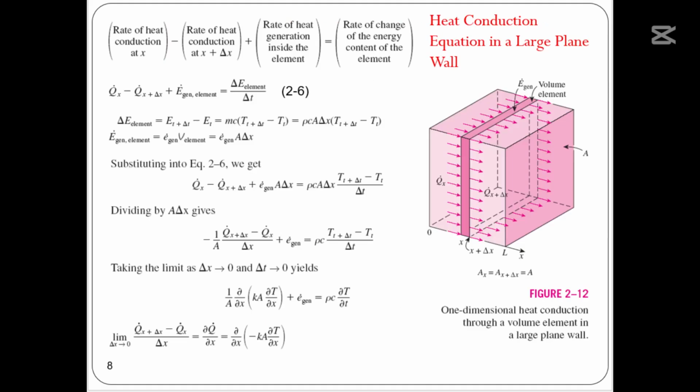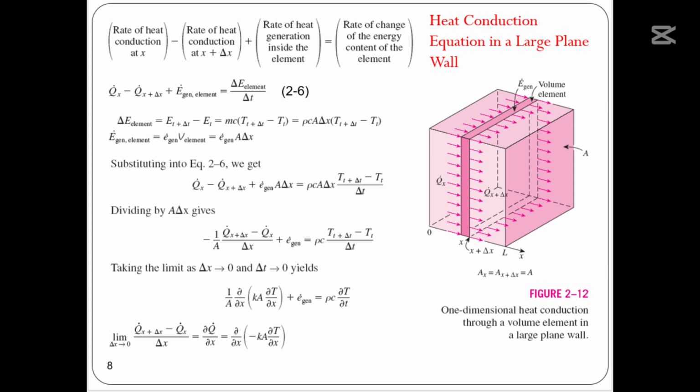This is the same rectangular system that I showed you before. For the heat balance, we will consider the rate of heat conduction at x minus the rate of heat conduction at x plus delta x, plus the heat generation in this element, which is a very small part inside the whole wall, equal to the rate of change of energy content in this element.